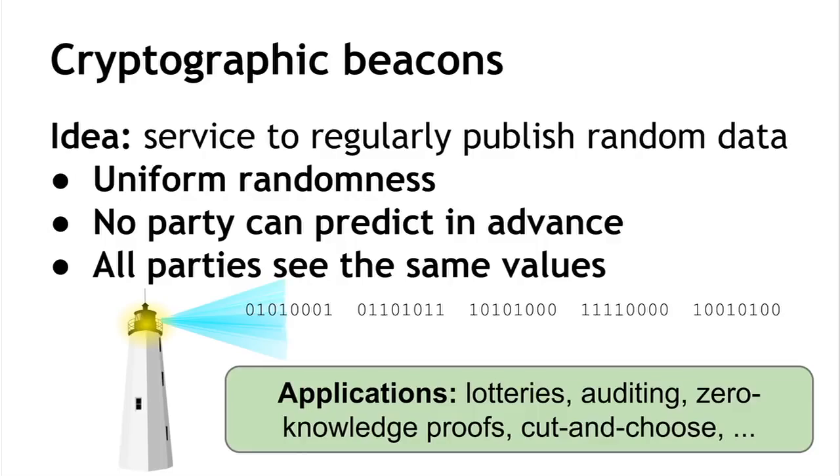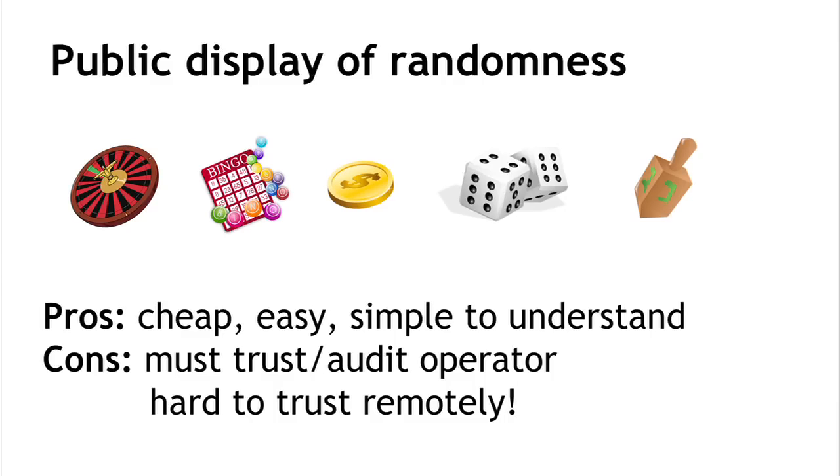There's a whole bunch of applications besides just lotteries. So, various applications of auditing and voting systems, doing zero-knowledge proofs, cut-and-choose protocols. Throughout the security literature, there were a lot of examples of things that can be done much more simply and efficiently if you had a perfect cryptographic beacon that satisfied all of these nice properties. So unfortunately, we haven't found a perfect solution for this yet.